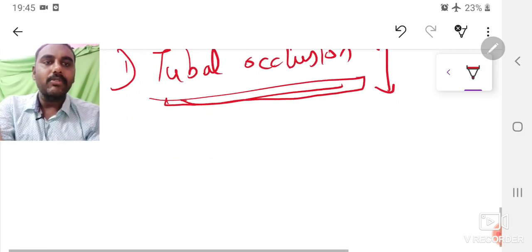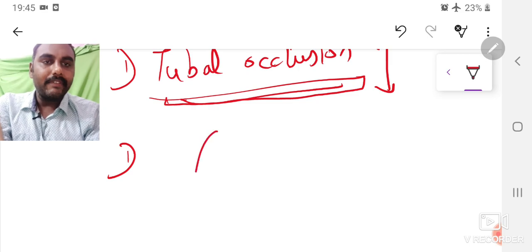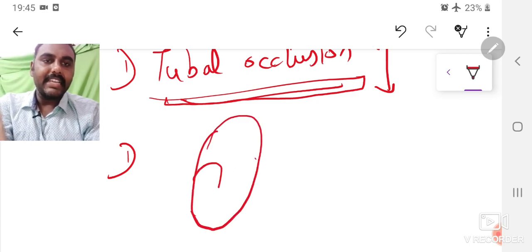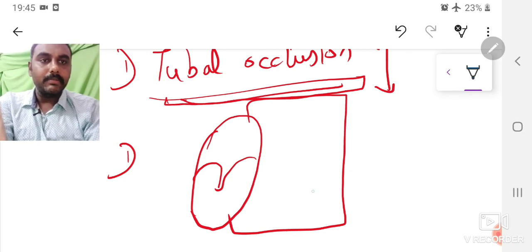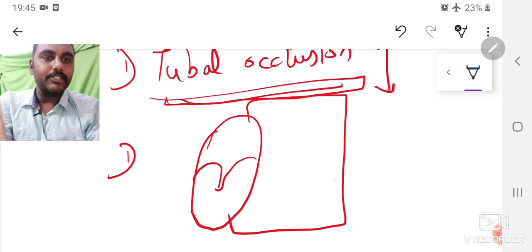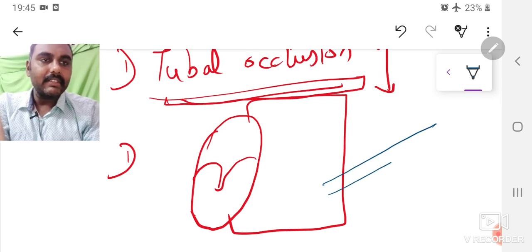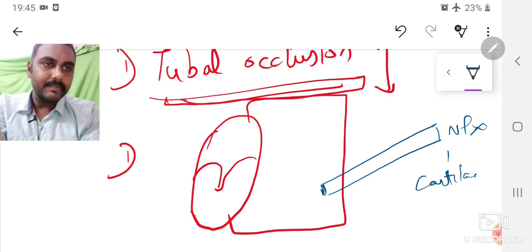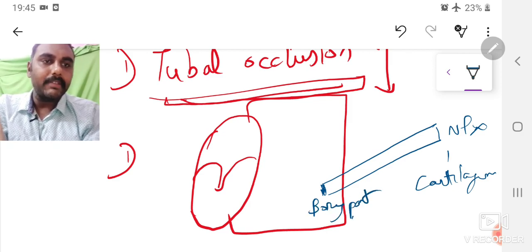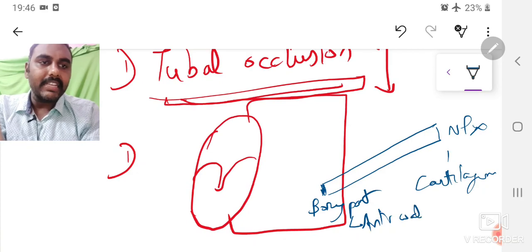So what happens pathologically? Say this is the Eustachian tube, as we already explained, and this will be the middle ear. The Eustachian tube runs from the nasopharynx. In the nasopharynx there will be the cartilaginous part, and the bony part, as we already discussed, will be in the anterior wall of the middle ear.